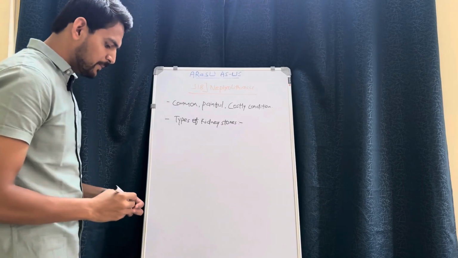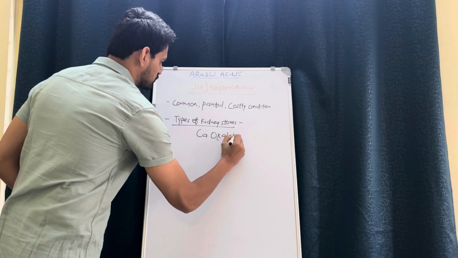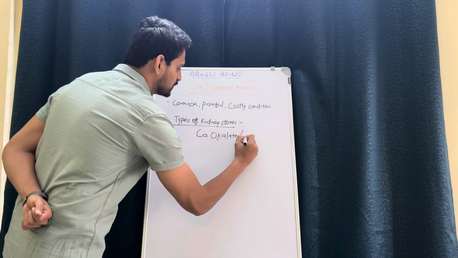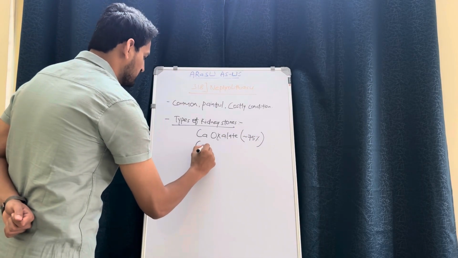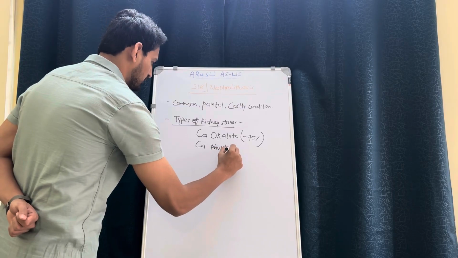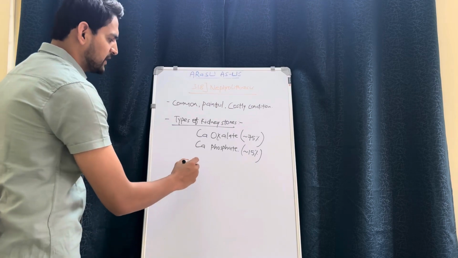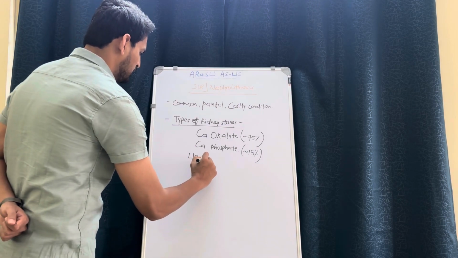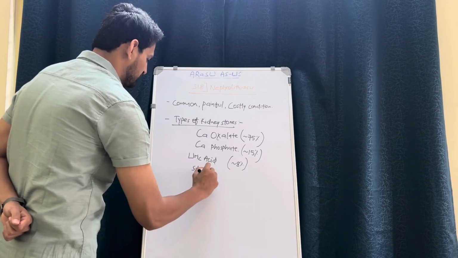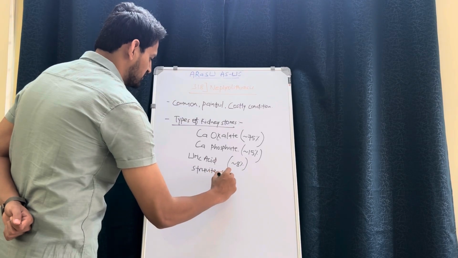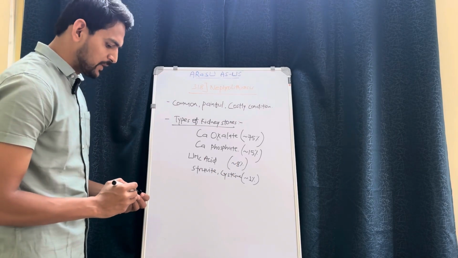Here the commonest type will be calcium oxalate stones. So these will account for about 75% of the total renal stones. Then comes calcium phosphate stones, accounting for about 15%. After that, in order we can consider uric acid stones, about 8%. Then struvite, cystine stones, which are about 1% prevalent.